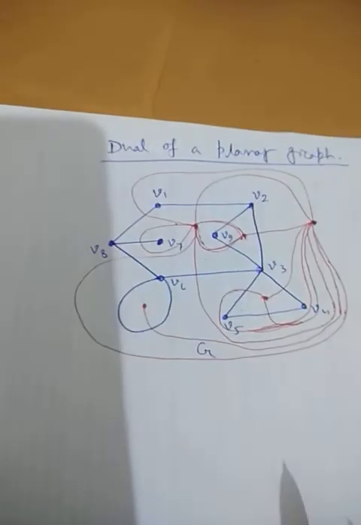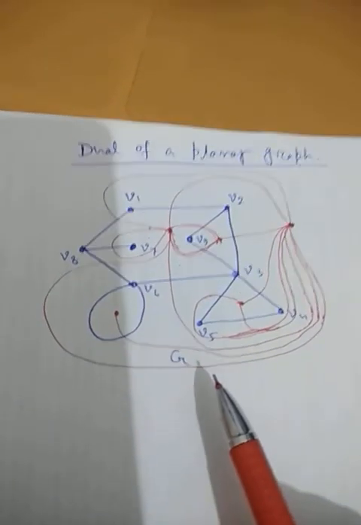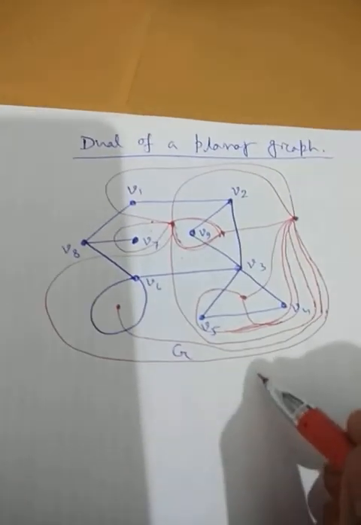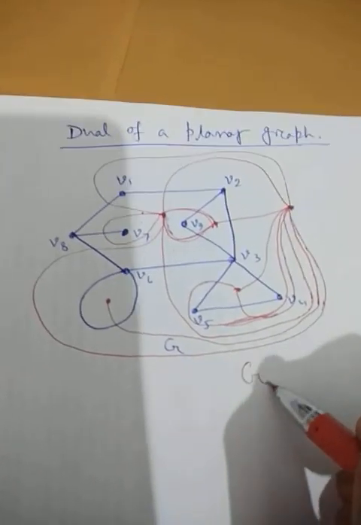So this is our dual graph of the original graph G, which is drawn in red ink. We can name this G dashed.